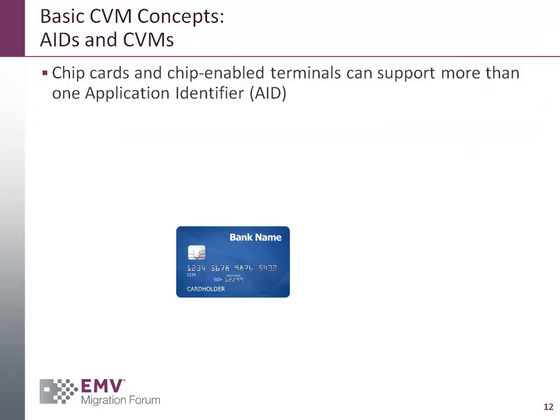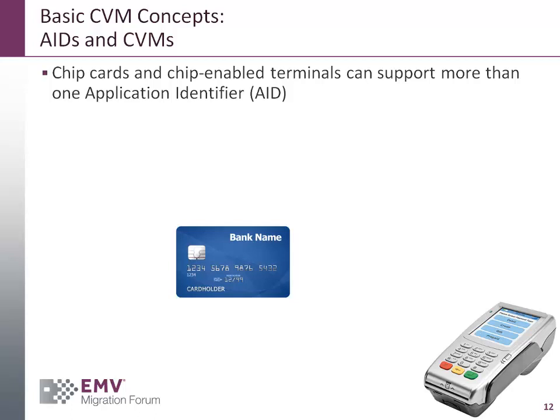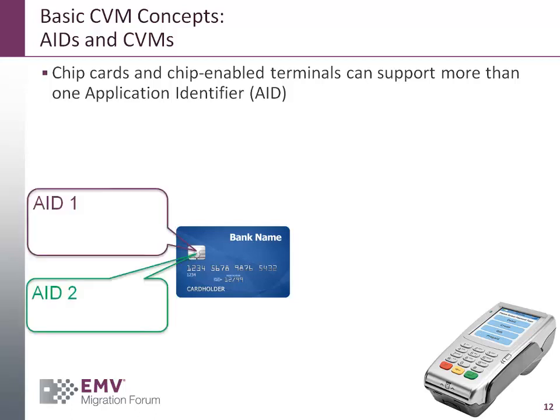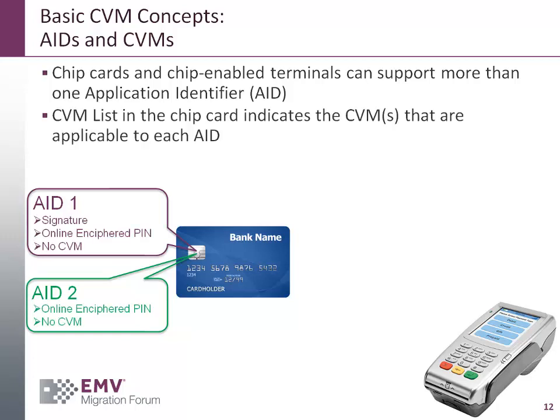Chip cards and chip-enabled terminals can support more than one application identifier, or AID. Each AID in the chip card uses a CVM list to indicate the CVMs that are applicable to that AID. An AID can support more than one CVM. Not all AIDs support all or even the same CVMs.